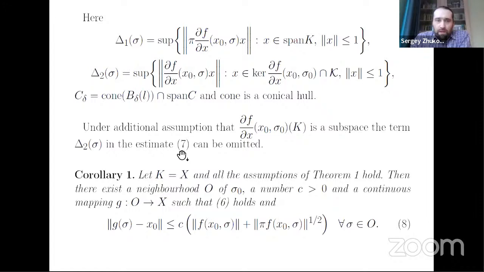So in order to simplify the statement of the theorem, let us additionally assume that this set, df over dx at point x0 sigma 0 applied to the cone K, is a subspace. For example, if K is the entire space X, then this set is a subspace. In this case, the term delta 2 can be omitted, and the estimate becomes a little simpler. If K coincides with X, then in theorem 1 we receive estimate 8.